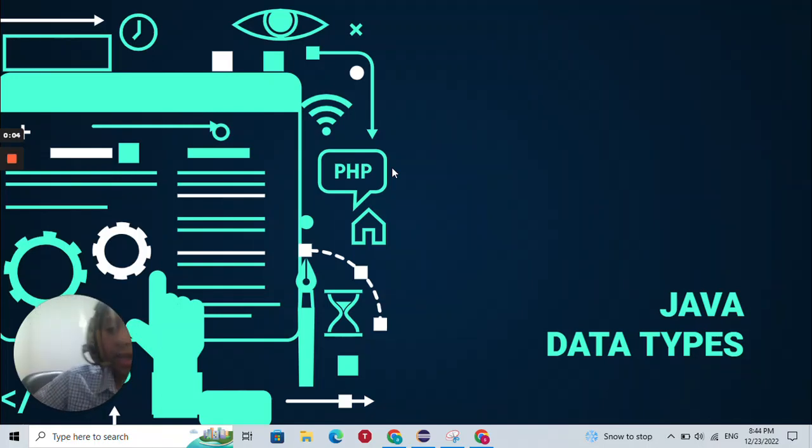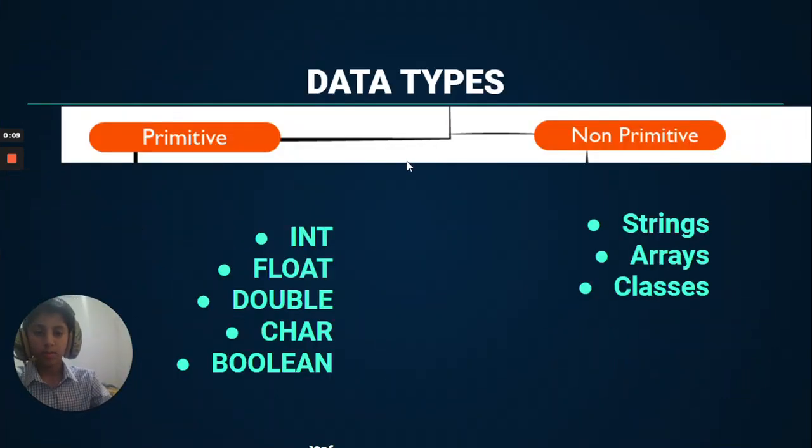So in today's video I'm gonna be teaching you Java data types. So basically there are two types of Java data: primitive data types and non-primitive data types. In the primitive data types there are int, float, double, char, and boolean. So there are 5 data types total in primitive data types. And in non-primitive data types, there are only 3, which are strings, arrays, and classes.